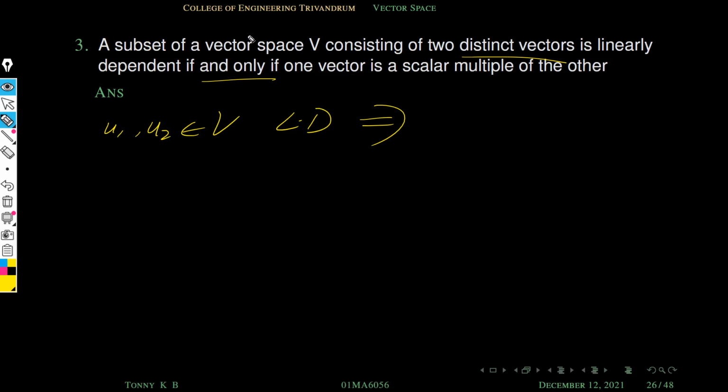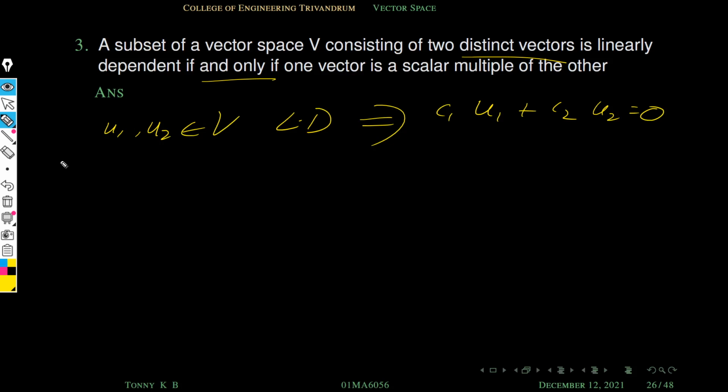Similarly, the converse is also true. That means we have to assume the second one, then we have to prove the first one. So we consider u1 and u2 belonging to V, and we assume that they are dependent. So what is the meaning? There exist scalars C1 and C2, not all of them 0, such that C1 u1 plus C2 u2 equals 0, where 0 is the zero vector in that vector space. The guarantee is that not all the Ci are 0. At least one Ci is not 0. At least C1 is not equal to 0, or C2 is not equal to 0. Maybe both are not equal to 0. No problem.